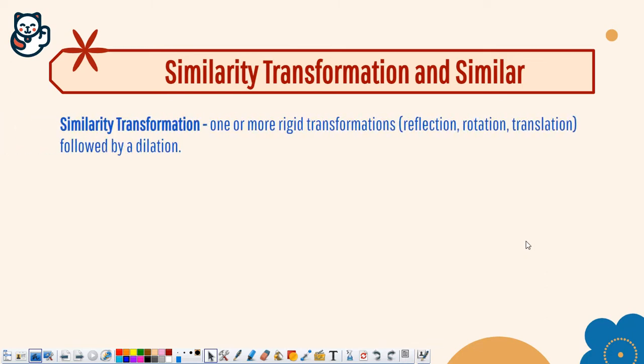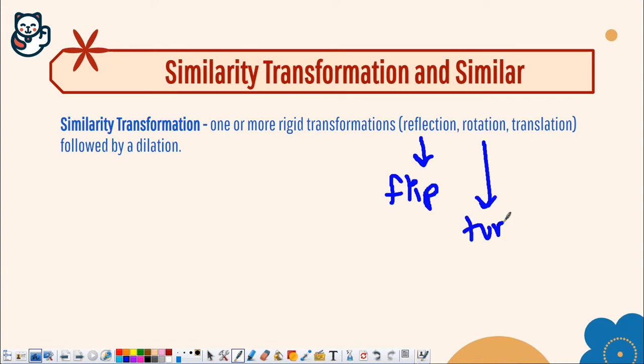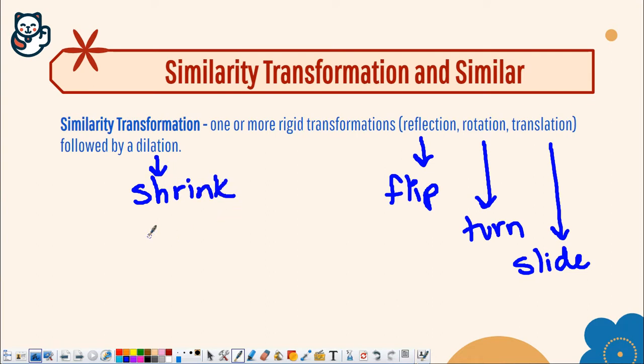That is when you have one or more rigid transformations, which are reflection, rotation, and translation, followed by a dilation. Let's review. Reflection is when you flip. Rotation is when you turn. And then translation is when you slide. Dilation is when you shrink or enlarge, although some textbooks might use different words.